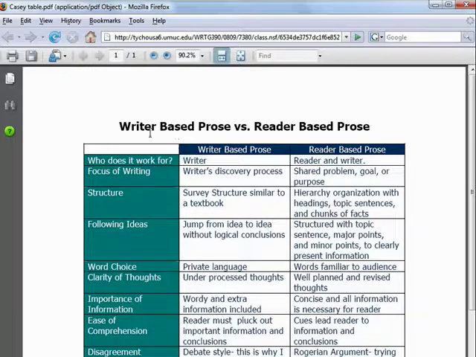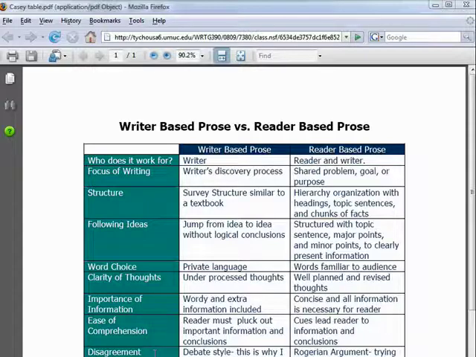First criterion, who does it work for? And then we have the two answers, writer, reader, and writer. What is the focus of the writing? Criterion number 2. The focus in writer-based prose is the writer's discovery process, finding out what it is you want to say, whereas the focus in reader-based prose is the focus on a shared problem, goal, or purpose that is shared between you, the writer, the communicator, and your audience. And these PDFs, by the way, are also an excellent way to find some more differences that you may wish to focus on whenever you do your table.